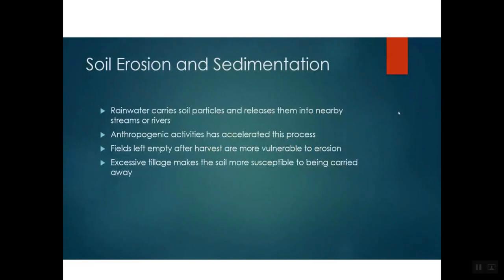So last, we have soil erosion and sedimentation. Your rainwater carries soil particles and releases them into nearby streams or rivers. Anthropogenic activities have really accelerated this process, because with urbanization and construction, you're having more non-porous surfaces. So the amount of water that is running off of this can't be absorbed. It's just too much.